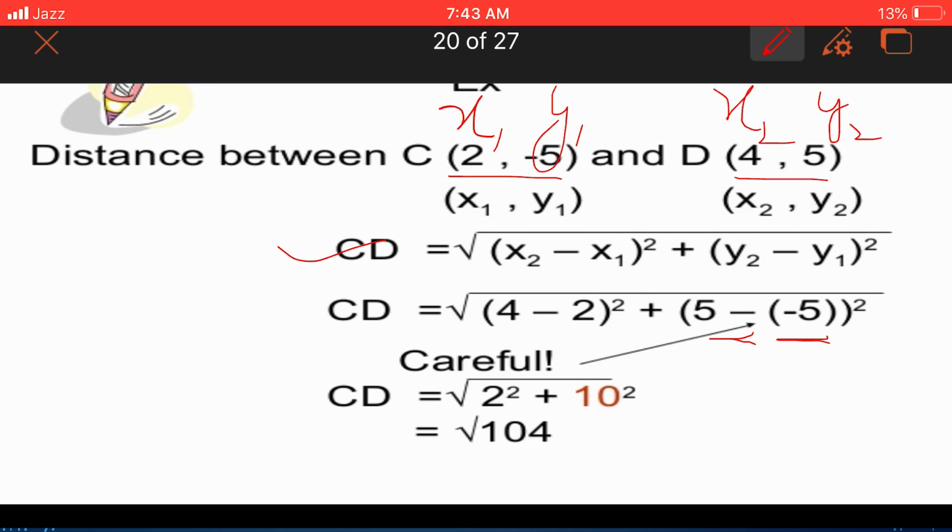So calculate it carefully. 4 minus 2 will be 2, and the square of 2 will be 4. Then minus minus becomes plus, 5 and 5 will be 10, the square of 10 will be 100, and add them. 100 plus 4 is 104. That is your final answer.